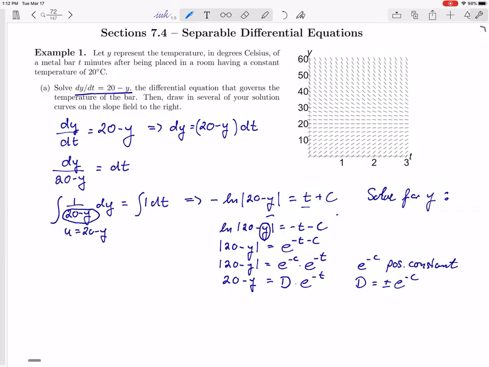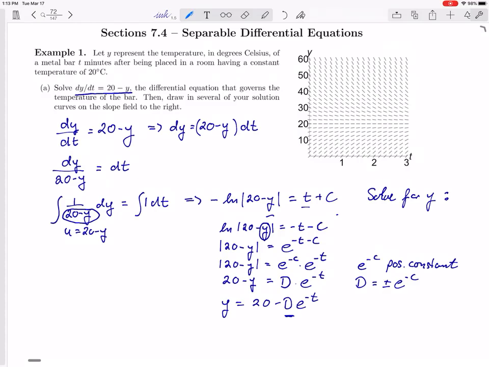Now we are almost done. All we need to do at this point is solve for y, and doing that I get y is equal to 20 minus d e to the minus t. So now we see we found y as a function of t. So in this case, y represents the temperature after t minutes of this metal bar. So if we wanted to know what is the temperature after 5 minutes, we could just plug 5 in for t and we get the temperature. But we still have this constant d right there.